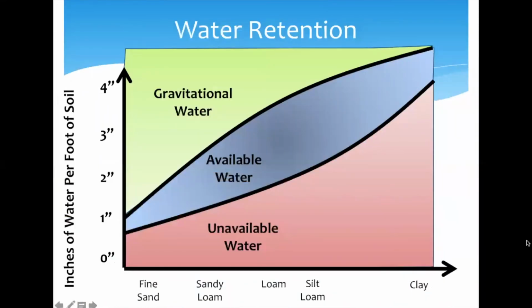Here's a graph showing the inches of water per foot of soil depending upon soil texture. The water is not available for the first couple inches due to the soil needing X amount of water. The available water is in the middle where the soil can use the water, and gravitational water will not be used by the soil and will automatically drain through the soil since the soil particles are already saturated.